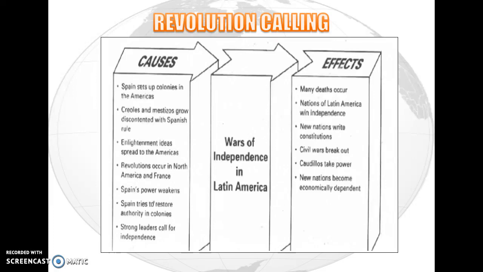Okay, so here is some quick cause and effect of what led to these wars in Latin America. The colonial system, the unfairness of the way people were treated, especially the Creoles, Mestizos, the Enlightenment across the Atlantic Ocean, hitting, obviously, the United States as well, or the American colonies, and then the Latin American colonies. The French Revolution. Spain was kind of not quite as strong as it had been, and then the effects, obviously, whenever you have violent revolution, you're going to have people that die, civil wars, and revolutions can be very, very messy, to say the least.